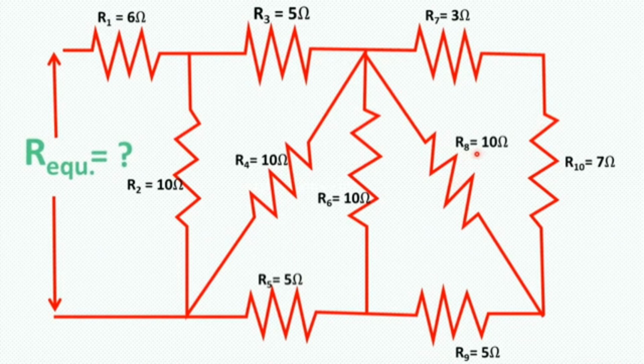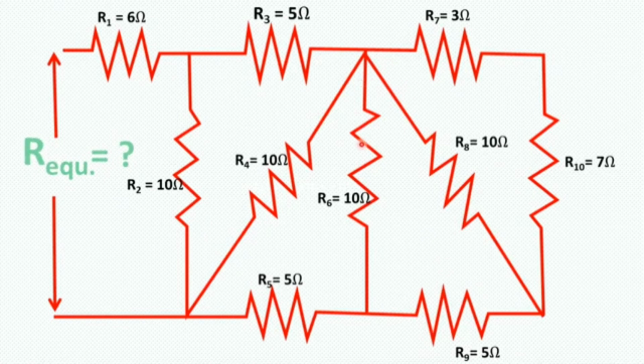Now this 10 ohm and this R8, which is equal to 10 ohm, both are in parallel. What will be their equivalent resistance? 1 by R is equal to 1 by 10 plus 1 by 10. So that will be 2 by 10, which is equal to 1 by 5, or R equivalent is equal to 5 ohm. So up to this R8, the equivalent resistance of the combination is 5 ohm. Now this 5 ohm and this R9 resistance, which is equal to 5 ohm, are in series again. So equivalent resistance will be 5 ohm plus 5 ohm is equal to 10 ohm.